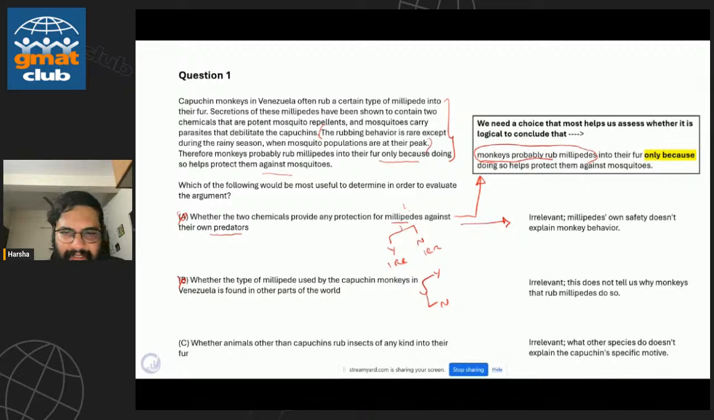So, let's look at choice C, which is also easy to reject: whether animals other than capuchins rub insects of any kind into their fur. Now, in an easy question like this, most of us will instantly reject this saying what happens with other animals is irrelevant. In this case, it is truly irrelevant, but just because your choice is talking about an entity which is completely different, don't just assume it's irrelevant. You have to logically see, is it really irrelevant for this argument? In this case, it is. What other species do does not explain why these capuchin monkeys rub millipedes.